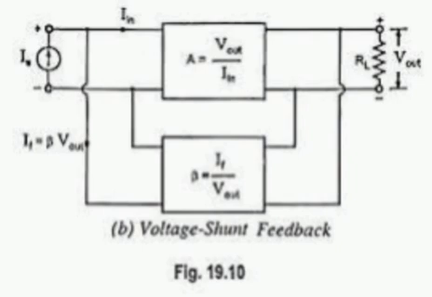Voltage series feedback is the best arrangement in terms of RI and R0. Current shunt is the worst for the same.